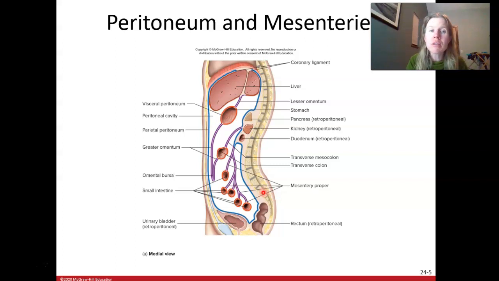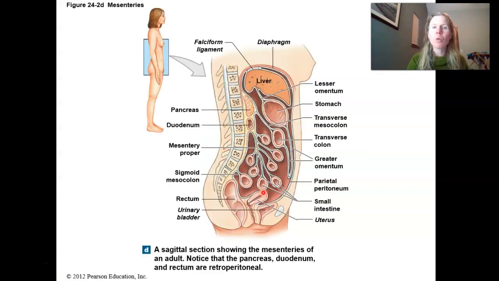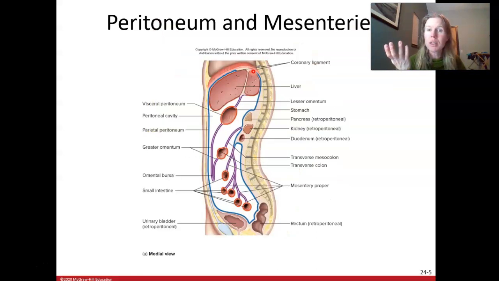Oh, just the falciform ligament, which isn't showing up here. It's going to hold the top of the liver, right? So here's the falciform ligament. It stabilizes the liver to the diaphragm. Don't know why your book doesn't show it. Or they're calling it the coronary ligament. Maybe that's another name for falciform.